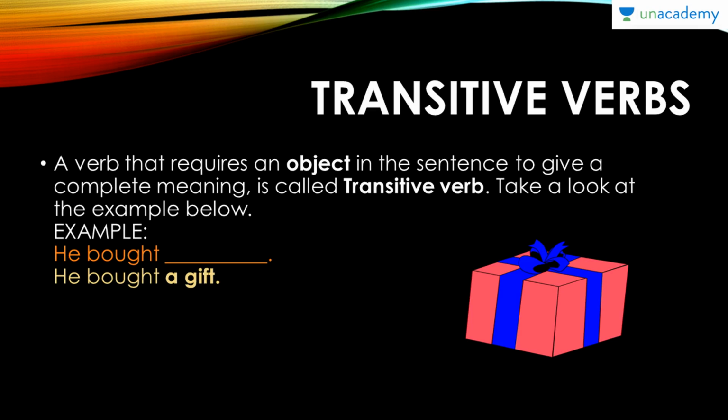Transitive verbs. A verb that requires an object in the sentence to give a complete meaning is known as a transitive verb. Let's take an example. He bought. He bought what? He bought is not a complete sentence. It does not give a complete idea. So he bought something. He bought a gift or he bought a book. There is an object in the sentence without which the verb buy or bought in the past tense is not going to make complete sense. Hence, bought or buy is a transitive verb.